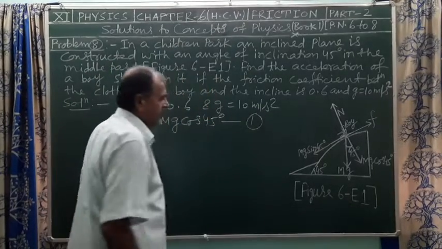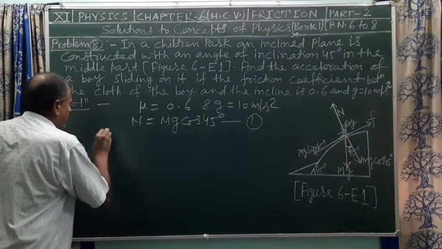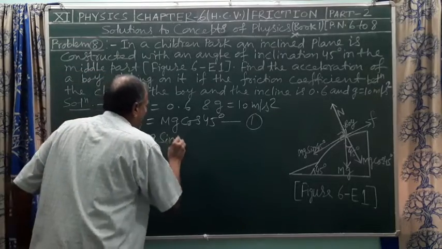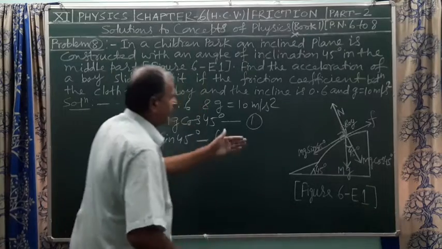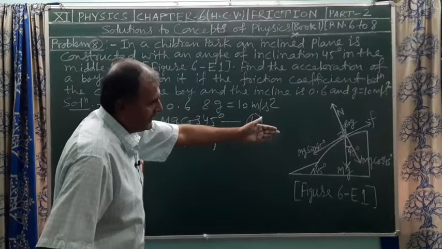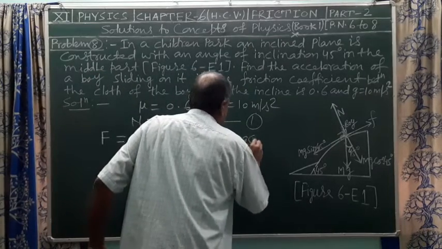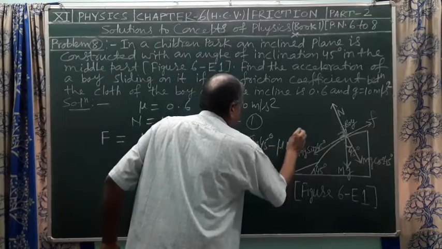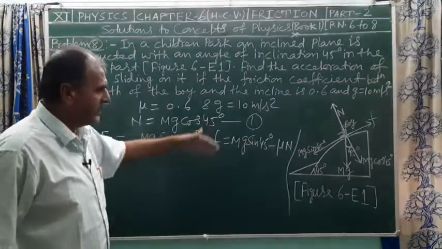Suppose it is equation number 1. So the downward resultant force acting on the boy is F equals to mg sin 45 degree minus f. f is the frictional force acting between the boy and the inclined plane, and it is mg sin 45 degree minus f, where f equals to mu into N, because force of friction is directly proportional to normal reaction.